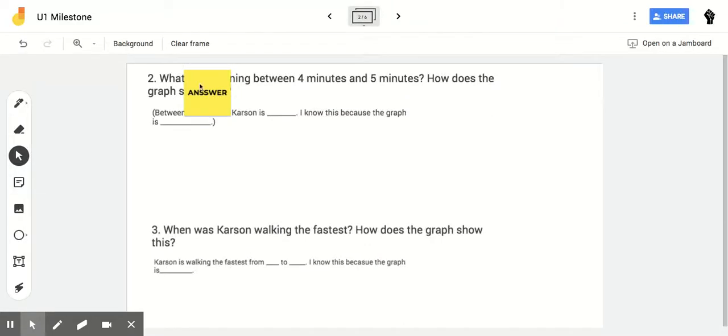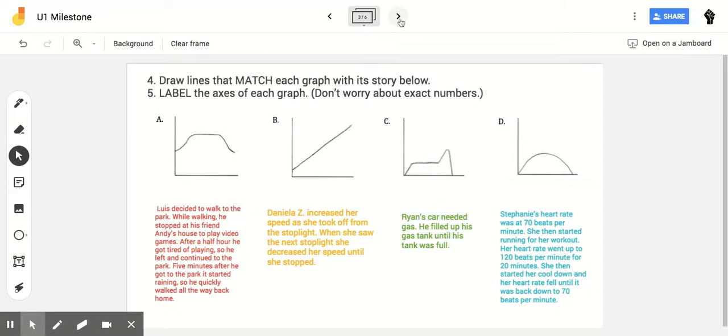Right? And it would save and I can just stick it right there. So I'm going to answer these 2 questions about my graph. And then the third section is a matching game. So we've done matching games a couple of times in class. You're going to read each of the stories. You're going to look at each of the graphs.